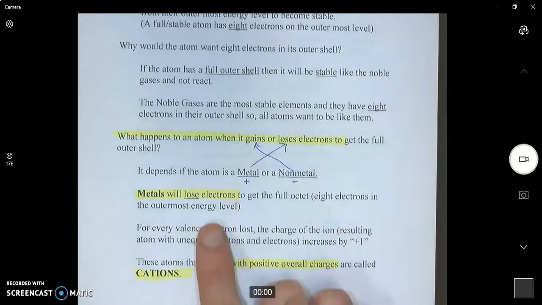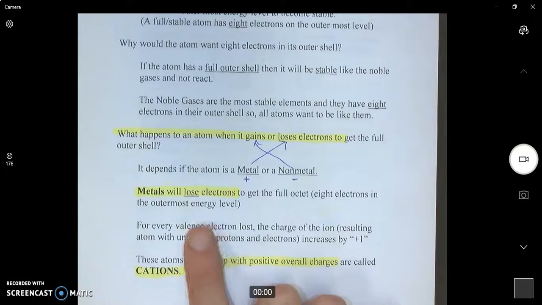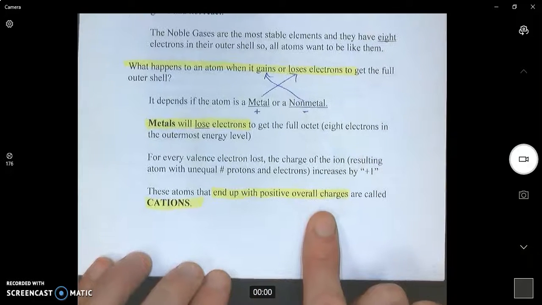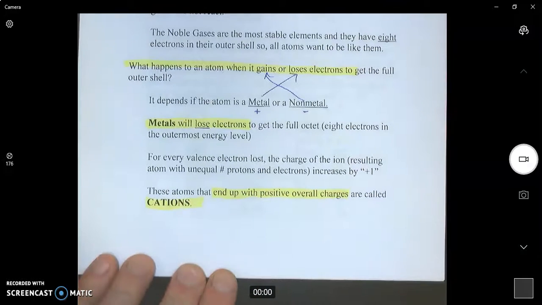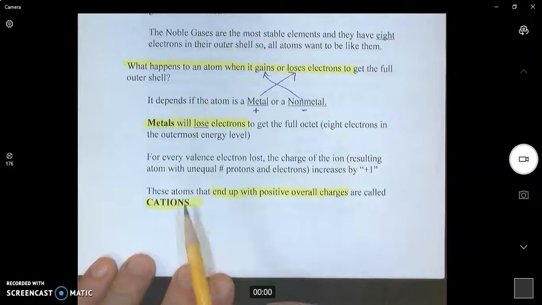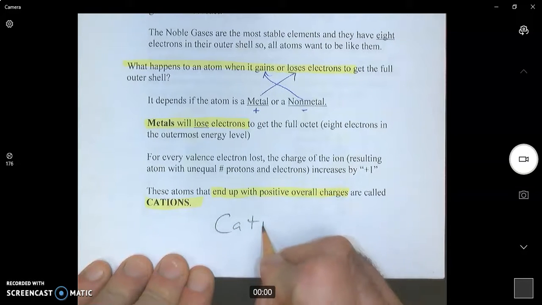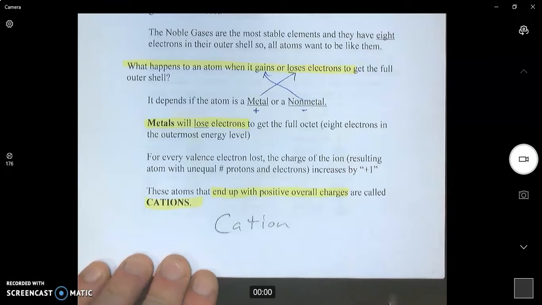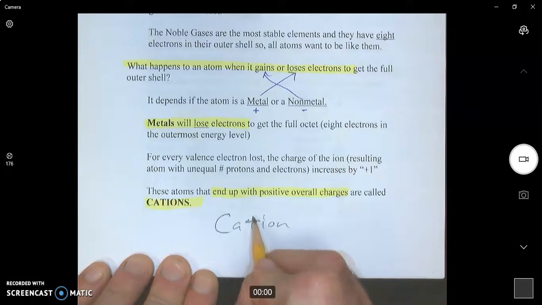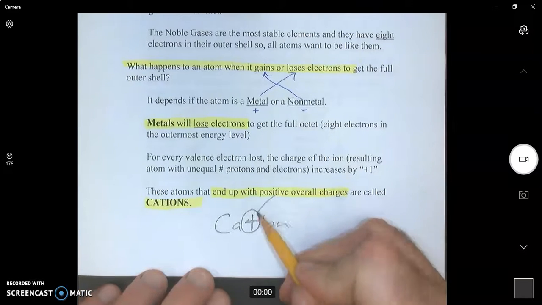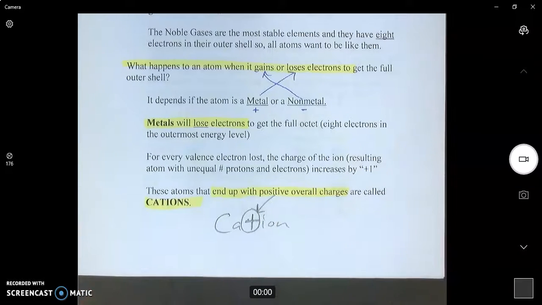If we focus on metals, metals are going to lose electrons. When they lose electrons, they end up with positive charges. We call the ions with positive charges cations. If you ever forget which one is positive or negative, think about what the T in cation looks like. It looks like a positive sign. So those that have positive charges are cations.